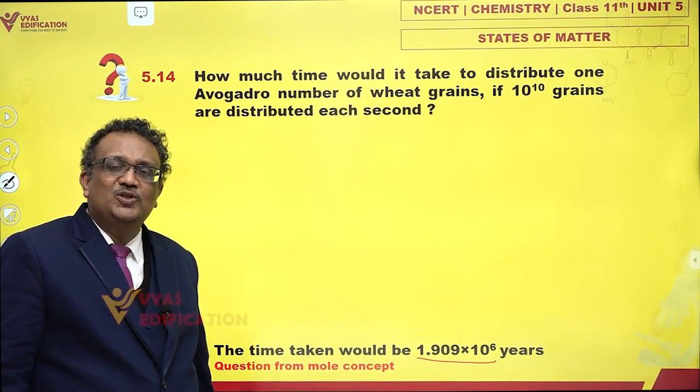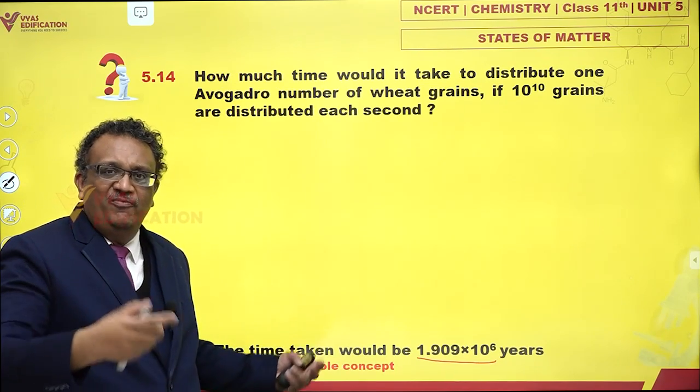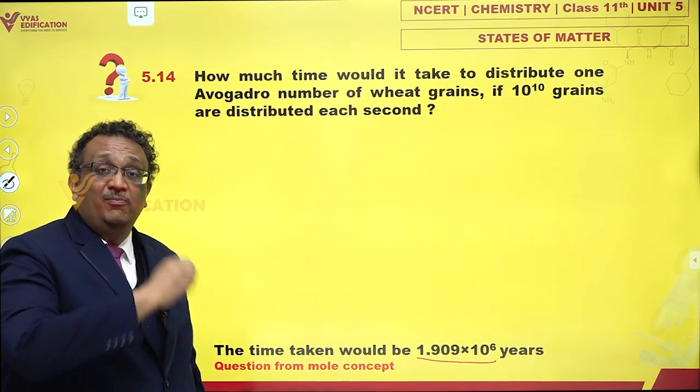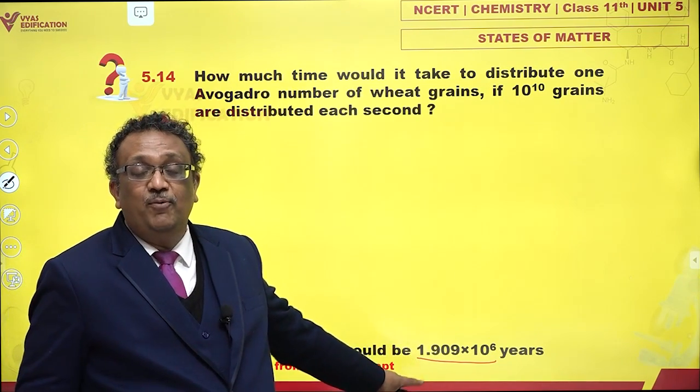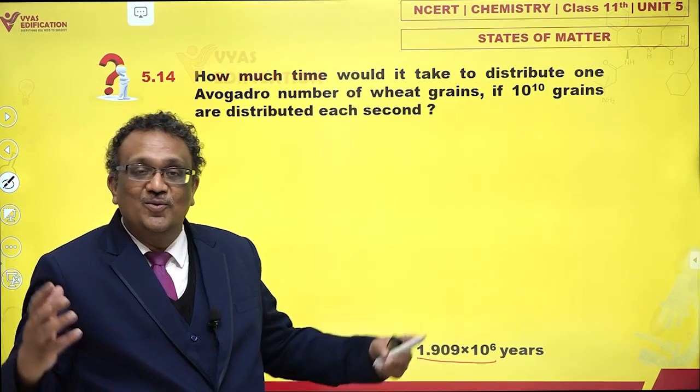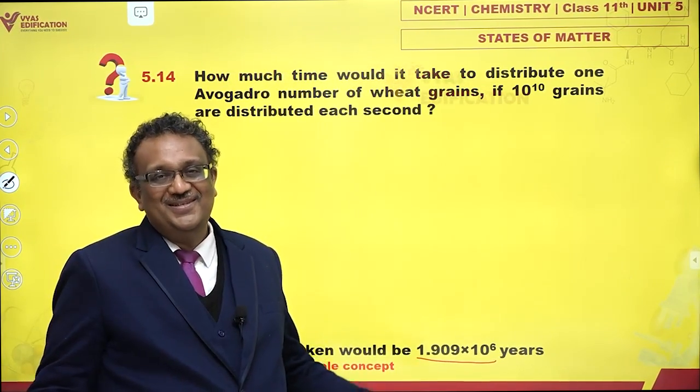So, when dinosaurs were roaming around the earth, if you started distributing only one Avogadro's number of wheat grains, at 10 billion grains every second, and you go on and on and on, still you would need 1.9 million years to distribute that much wheat. It is an enormous amount of wheat, obviously.